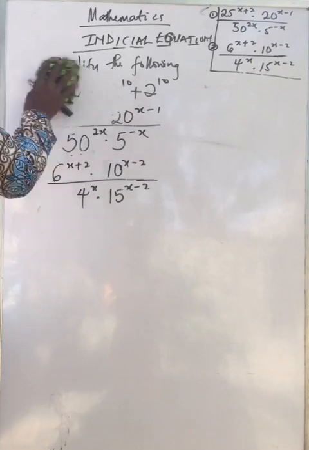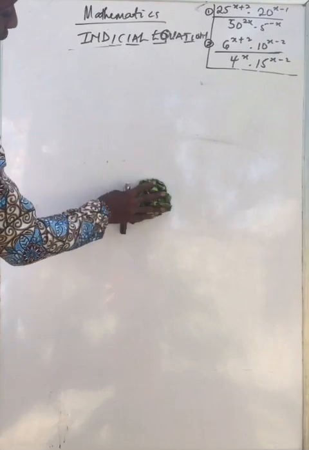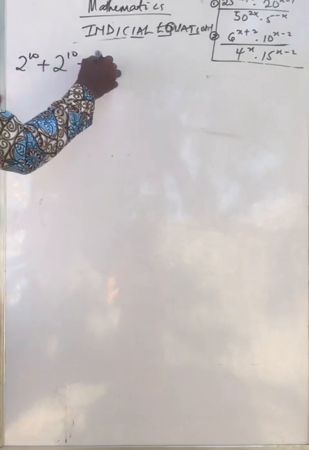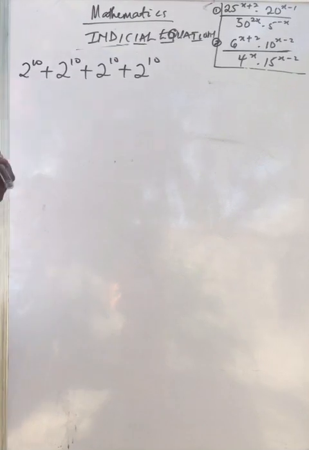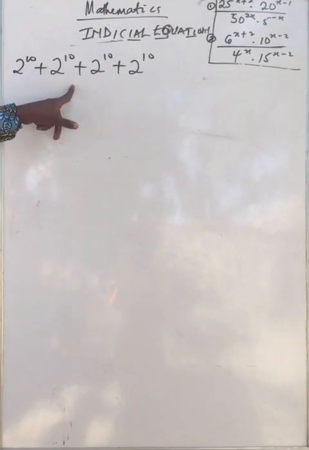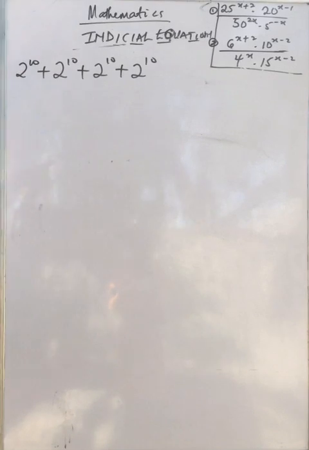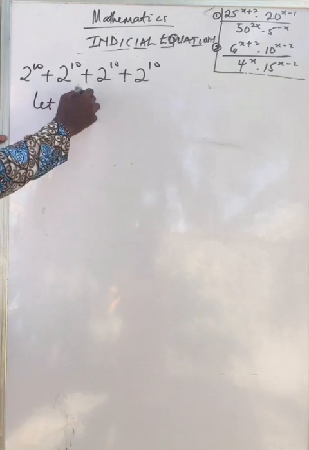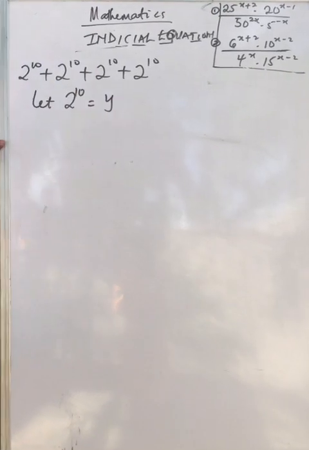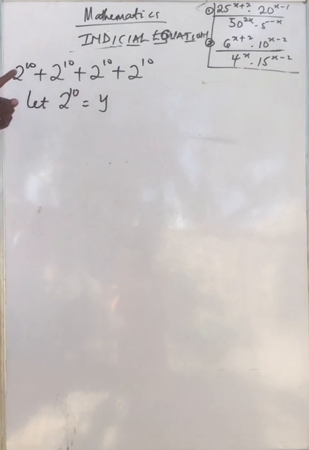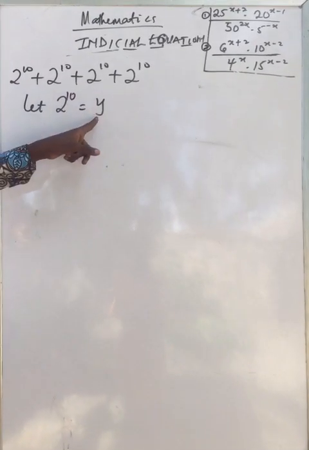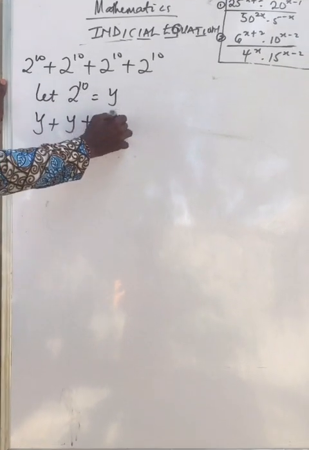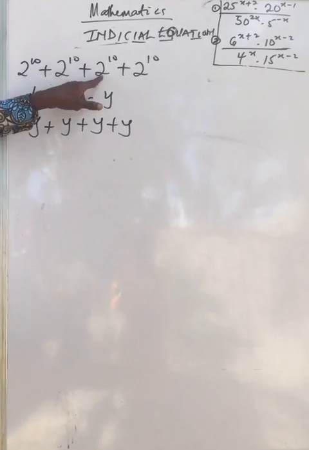The first problem says simplify 2 raised to the power of 10 plus 2 raised to power 10 plus 2 raised to power 10 plus 2 raised to power 10. Now there are so many methods I can devise in solving this problem. I can decide to assume 2 raised to power 10 to be an alphabet. So I can say let 2 raised to power 10 be equal to y, for example. If I assume 2 raised to power 10 is y, then anywhere I see 2 raised to power 10, I will insert y. I end up having y plus y plus y plus y.